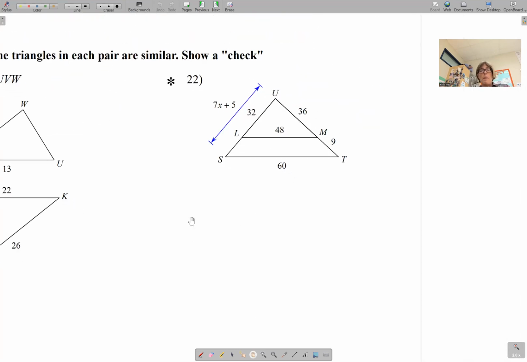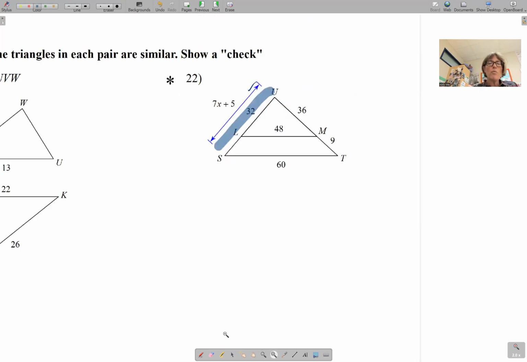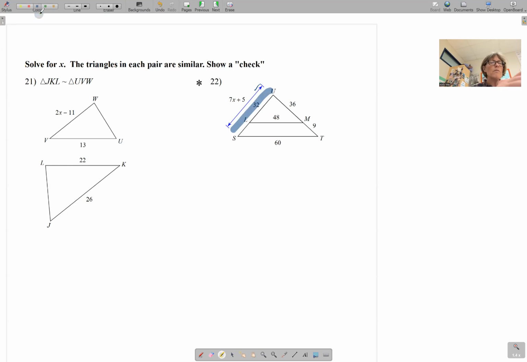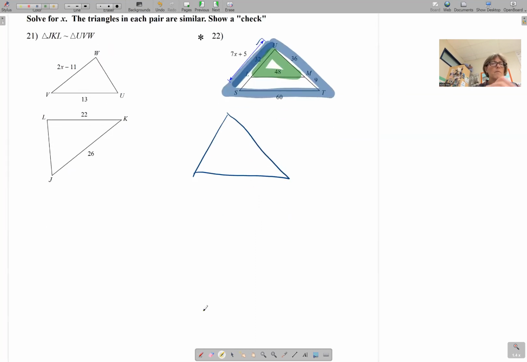We're going to match and mirror the sides. And since this is a whole side, I'm going to pull the triangles completely apart. So I'm going to have one blue triangle separate from the green triangle. Blue triangle. Green triangle.